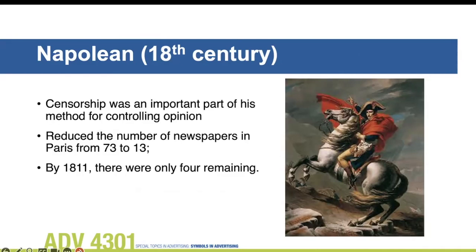And the way he acted validated what he said. By decree, he reduced the number of newspapers in Paris from 73 to 13. By 1811, there were only 4 remaining.